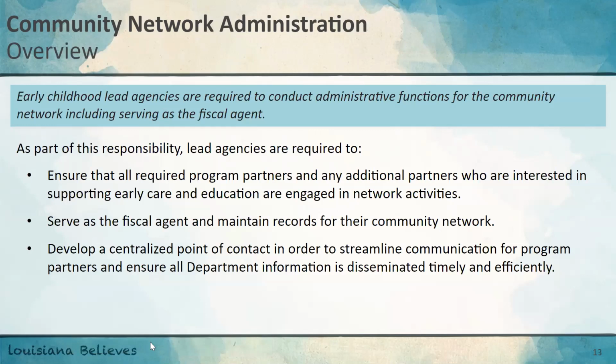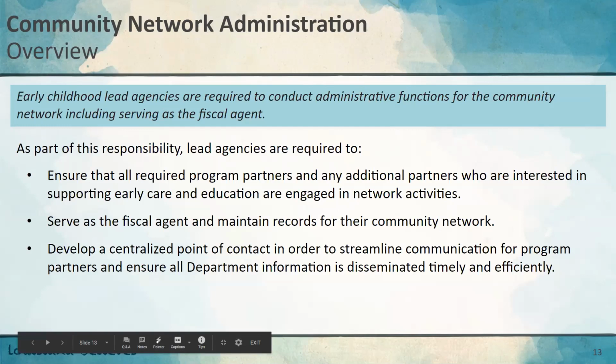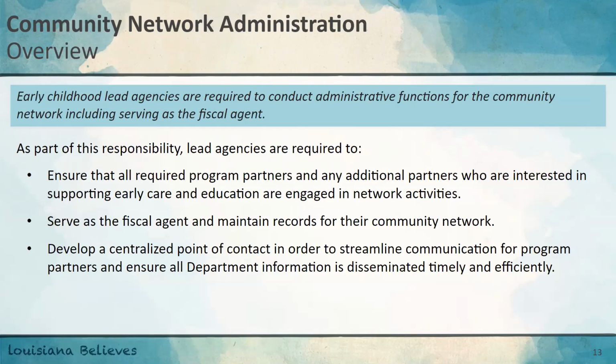We'll start with an overview and then go into each of these responsibilities more in depth in the subsequent slides. Early childhood lead agencies are required to conduct the administrative functions, as we talked about, and serve as the fiscal agent. As part of this responsibility, lead agencies should be ensuring that all required program partners and any additional partners interested in supporting early care and education are actively engaged in network activities. In addition to serving as a fiscal agent, they are also responsible for maintaining records for their community network and for developing a central point of contact. The purpose of this is to streamline communication for their program partners and ensure that the dissemination of departmental information is both timely and efficient.